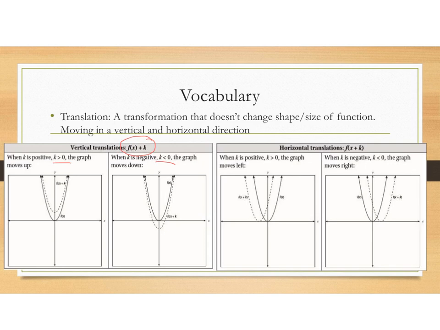The horizontal transformation is f of x plus k. You can see the difference: here k is added after the function, while here k is added within the function in a parenthesis. So with the parenthesis, it's a little opposite of what you would think. If k is greater than 0 or positive, you're going to move to the left. And if k is negative or less than 0, you're going to move to the right. Now, we've been saying that things inside the parentheses are opposite. So that's a good idea for us to remember.